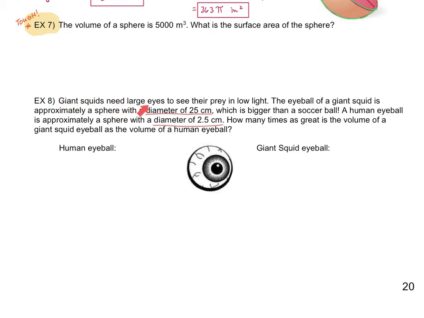Giant squids need large eyes to see their prey in low light. The eyeball of a giant squid is approximately a sphere with a diameter of 25 centimeters, which is bigger than a soccer ball. Whoa, I don't want to run into a giant squid. A human eyeball is approximately a sphere with a diameter of 2.5 centimeters. Oh my.